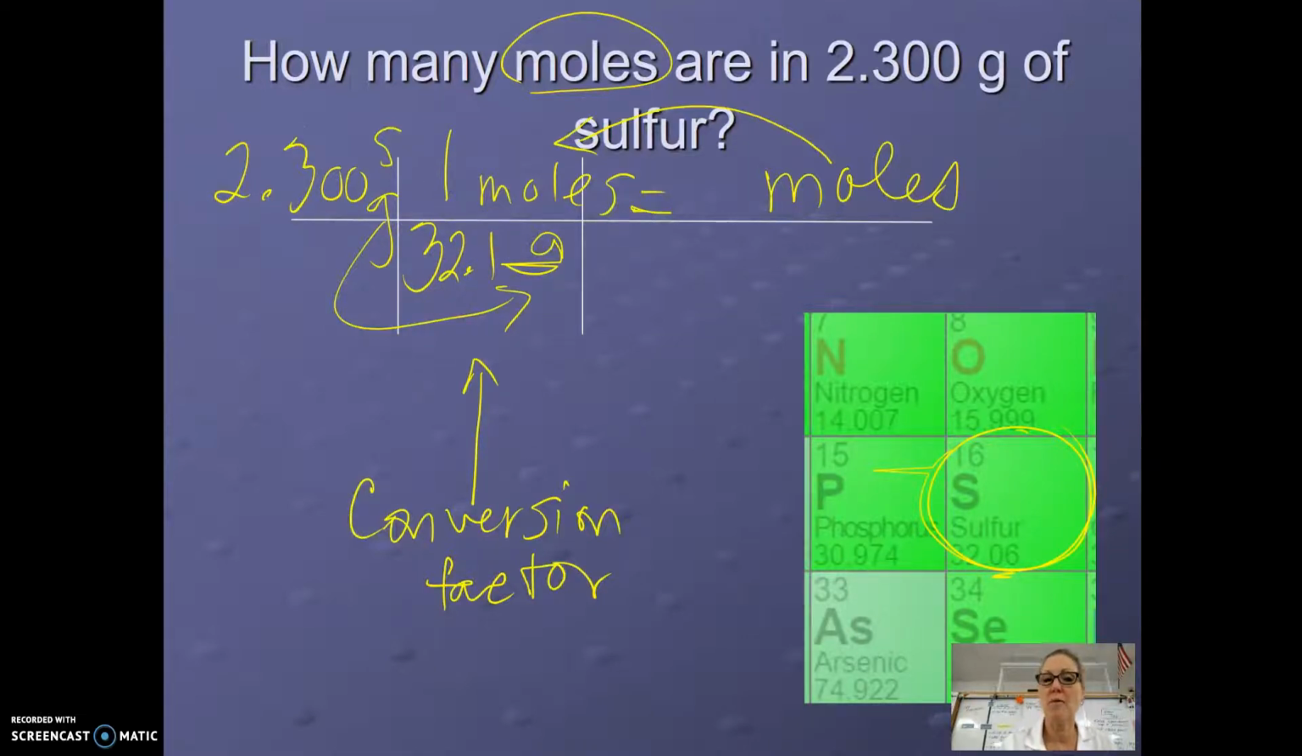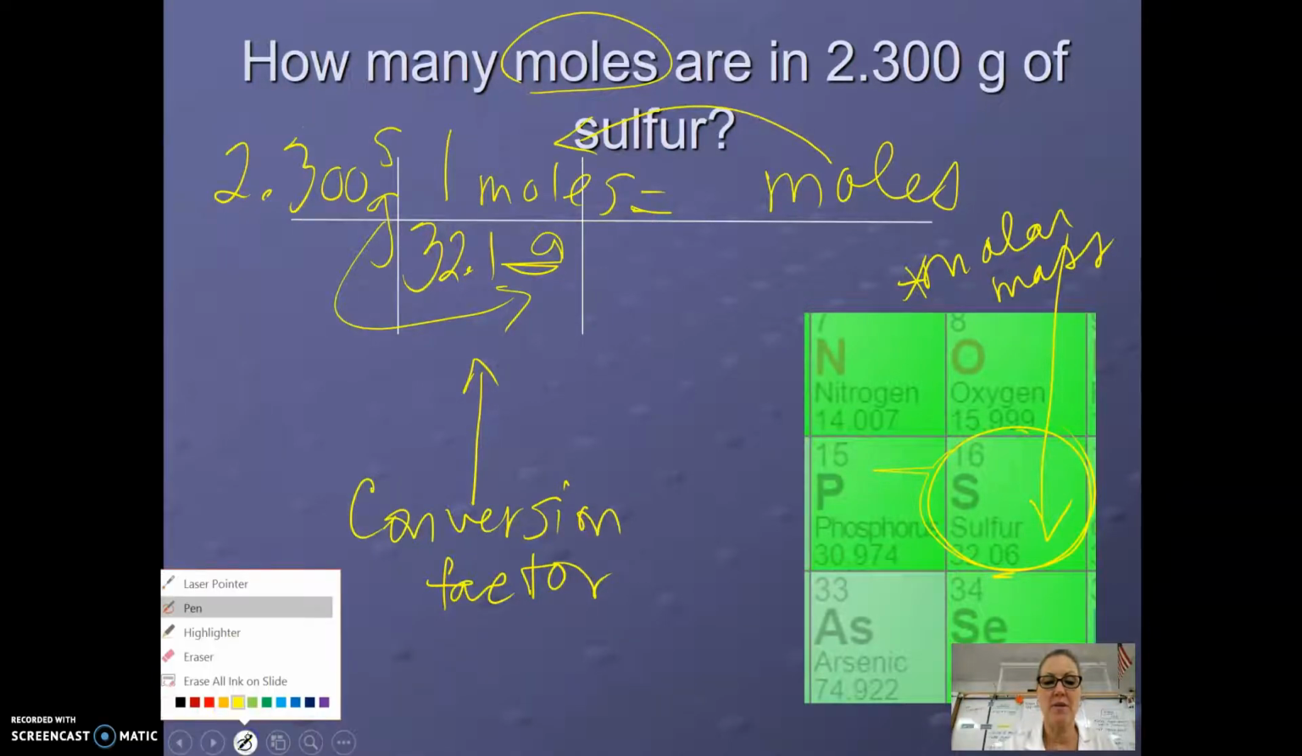Why is it 1 mole? Because 1 mole is the quantity that the periodic table says in grams. That's called molar mass. So this number right here, this 32.06, is the atomic mass, and it's also something called molar mass. And we need molar mass anytime we want to convert between grams to moles or from moles to grams. Every time you convert from grams to moles or moles to grams, you're going to use what's called molar mass.